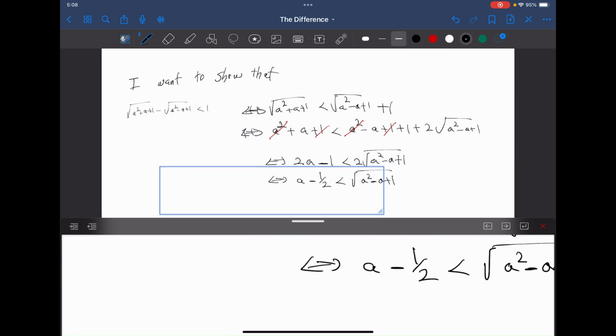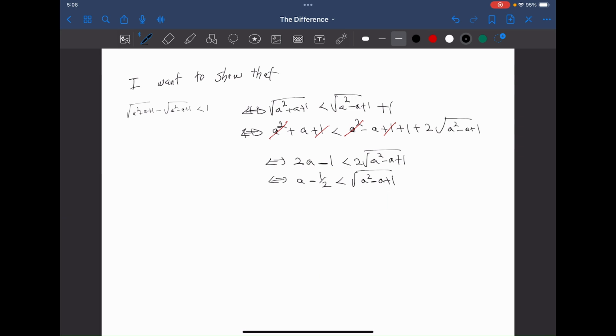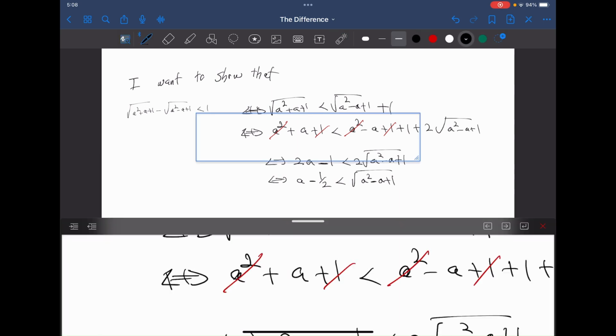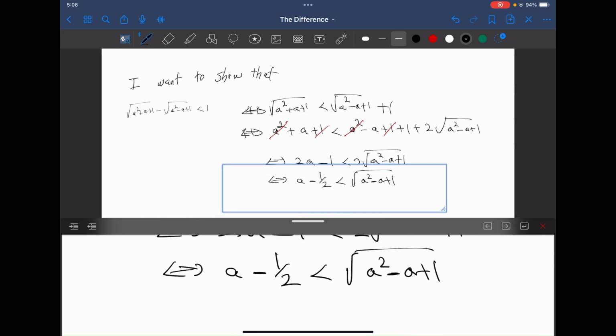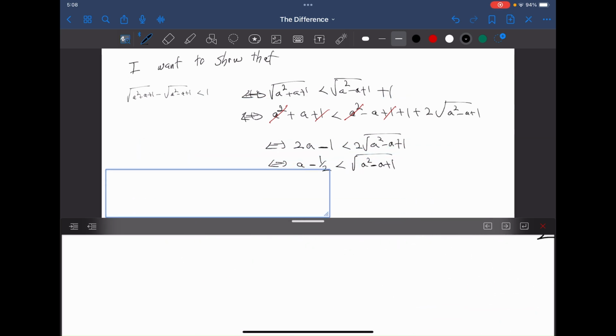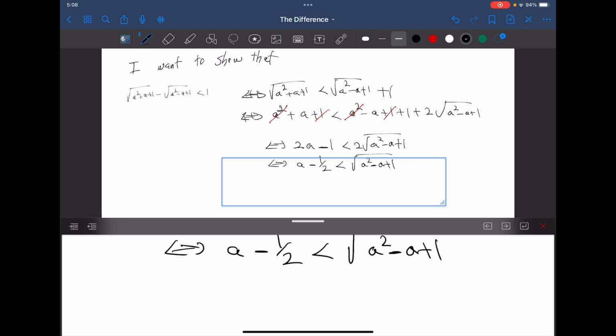Okay, so there are two cases. If a is less than 1 over 2, then the left-hand side is negative and the right-hand side is positive. There's nothing to show. So we can just assume that a is larger or equal to 1 over 2. But probably we don't need to work with cases. We are going to just use absolute values inside, right?